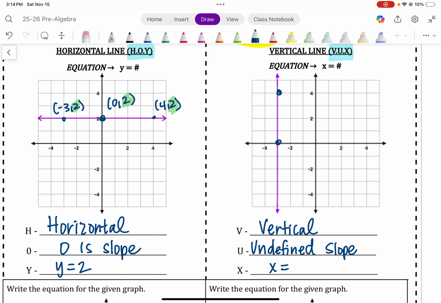And here, every single x has the same value. So this is (-3, 4), (-3, 0), (-3, -4). Again, I'm just picking random spots anywhere on that line. No matter which one you pick, the x value is -3.